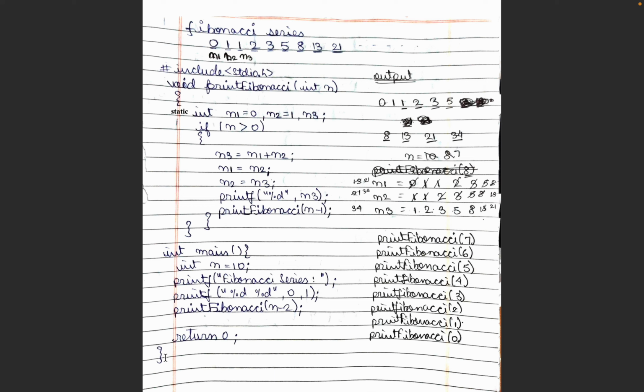Okay, so practice with a different number. I would suggest don't keep n as 10. Keep n as 5, some smaller number, so that you understand how things are working. Keep practicing. Recursion is a very important topic. It helps in a lot of problem solving. So yeah, keep learning.